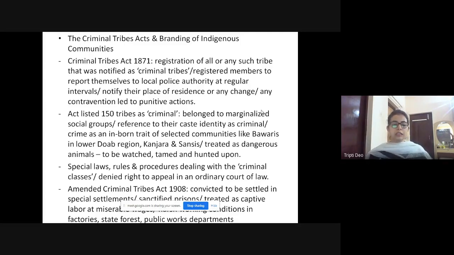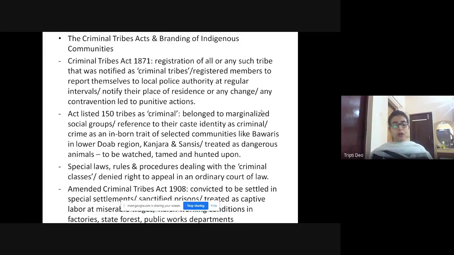So a certain tribe that was treated as a criminal tribe by the Britishers had to report to the local police every now and then. Report if there's any change in residence, report every activity that they were doing. And if these so-called criminal tribes were not abiding by these rules, punitive, strict actions were taken. This was according to the Criminal Tribes Act, 1871.